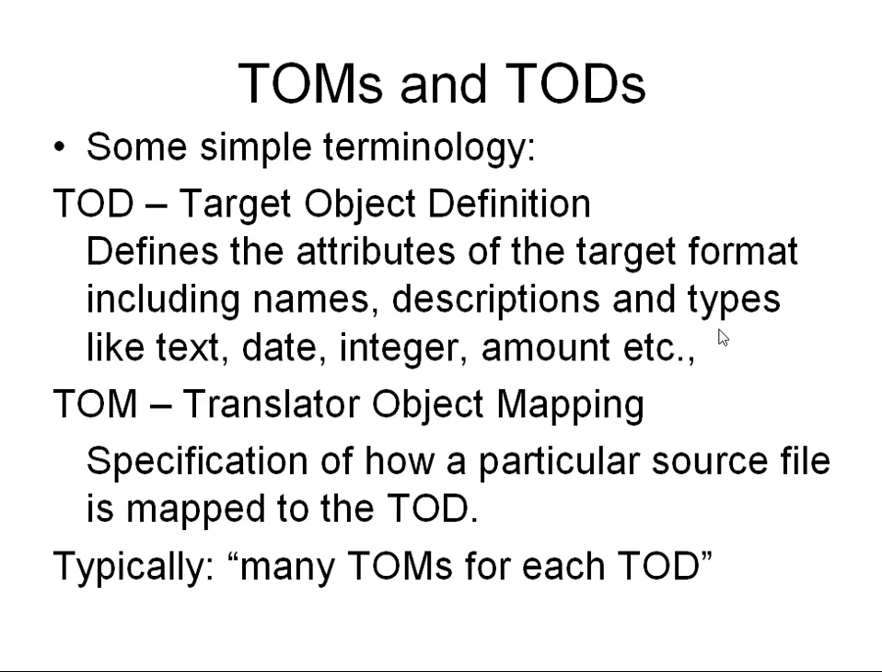Now before we go into the videos that actually show you the use of the tool, it's very important you understand two very simple terms, TOMs and TODs. A TOD is a target object definition. So for any translation process, the TOD defines the fields, the attributes, the types of the thing you're mapping to.